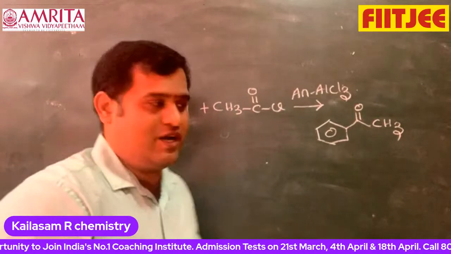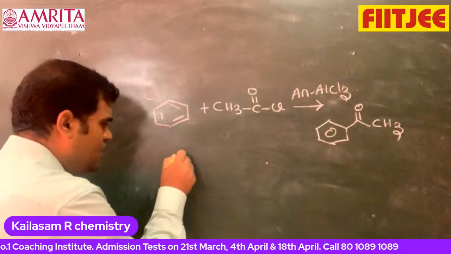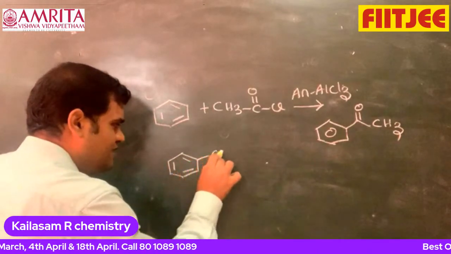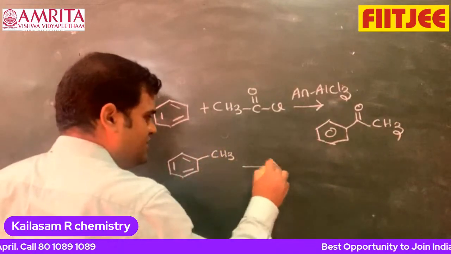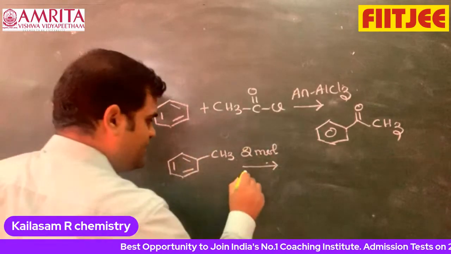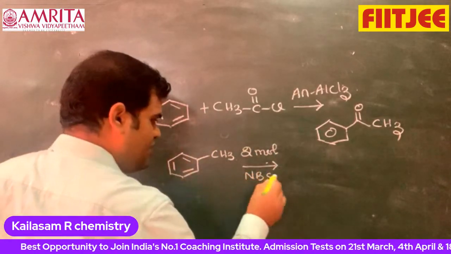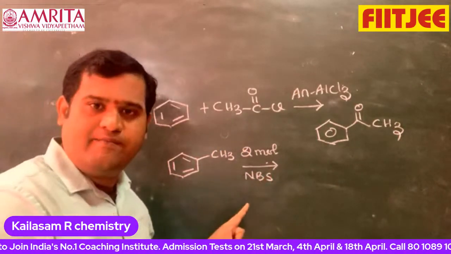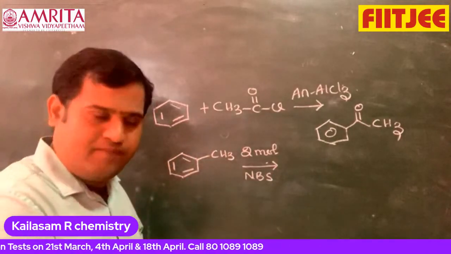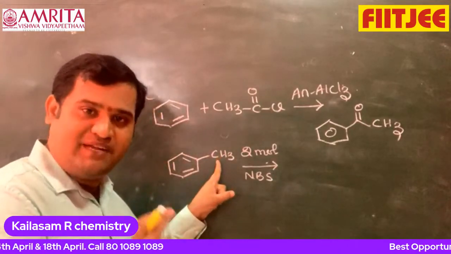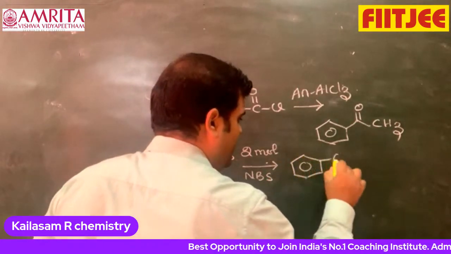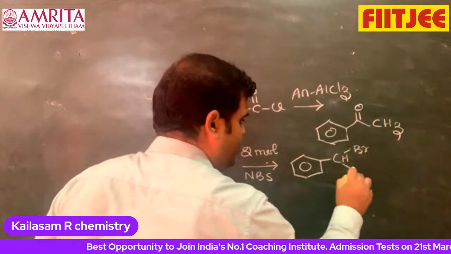And another important one, look at this. I'm taking CH3 and I'm going to use 2 moles of NBS. NBS is N-bromosuccinimide. It always gives free radical substitution at the allylic position. This is an allylic carbon. Sorry, it's a benzylic carbon. So what is going to happen? You may get CHBr, and here also Br.